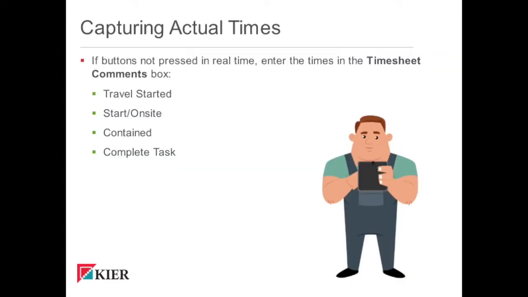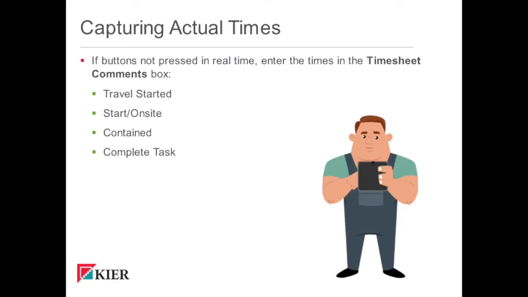This system works best when you're pressing all of the buttons on the task in real time. However, we know that there will be times when this isn't possible, for example when filling out a task that has been completed in the past, say an out-of-hours job. If this occurs, then the dates and times need to be added to the timesheet comments box.